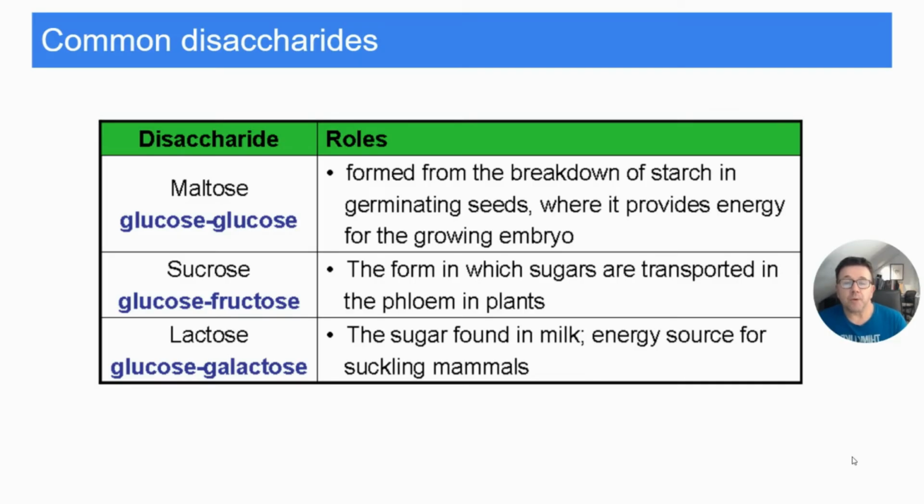There are three common disaccharides you'll need to know. You need to know maltose, which is two monomers of alpha glucose; sucrose, which is made of glucose and fructose; and lactose, which is made of glucose and galactose. As you can see, there are some of the roles there. Maltose has other roles in animals related to their function. And lactose is a sugar found in milk, and it's an energy source for suckling mammals.